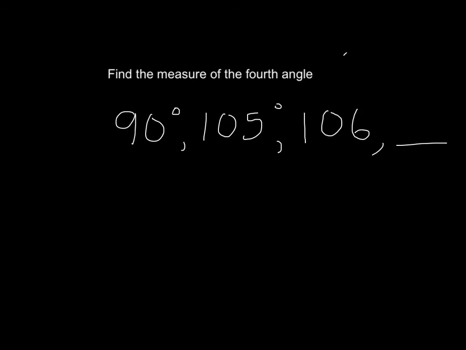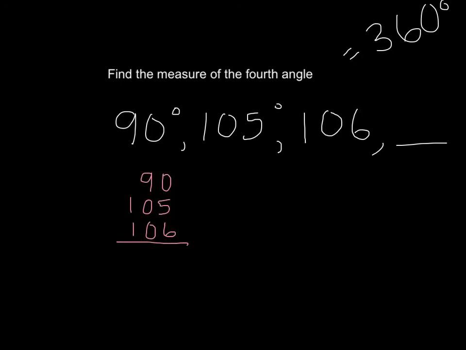Okay, well, as you know, when I add up these answers, I want it to equal 360 degrees. So I'm going to take what I already know and I'm going to add those together. So I'm going to take 90 plus 105 plus 106. I'm going to add those together. And you'll see that my answer is 301. Next thing I'm going to do is try to figure out the difference between this 360 degrees and 301 so I can find the difference to put in this missing fourth angle spot.